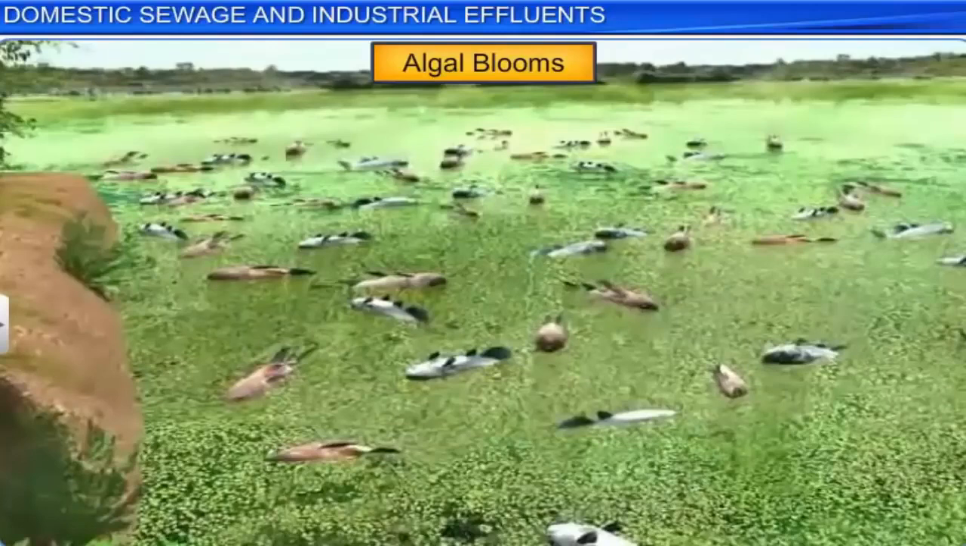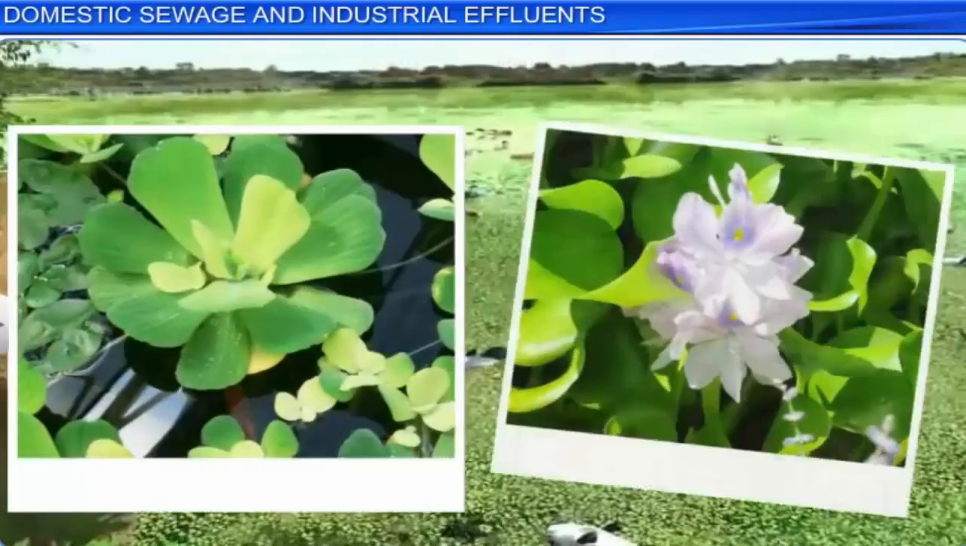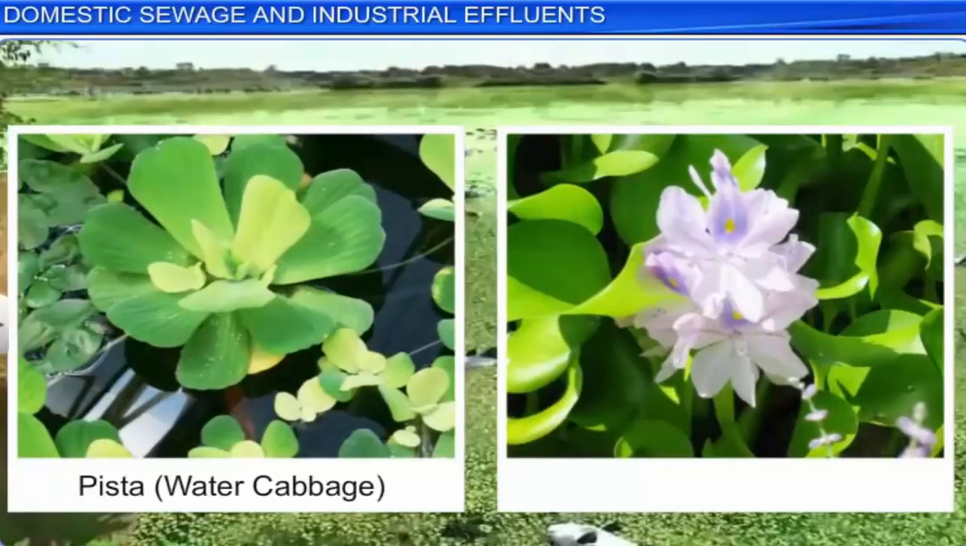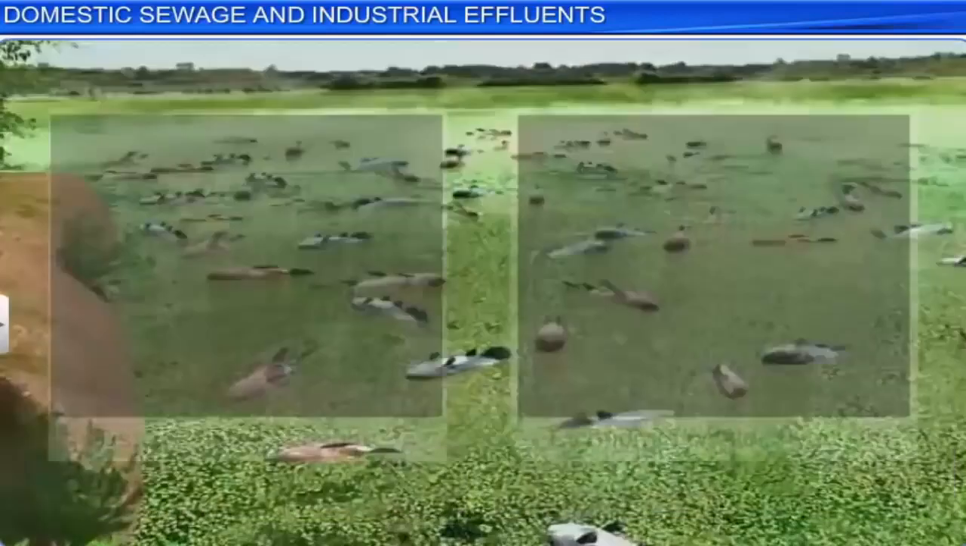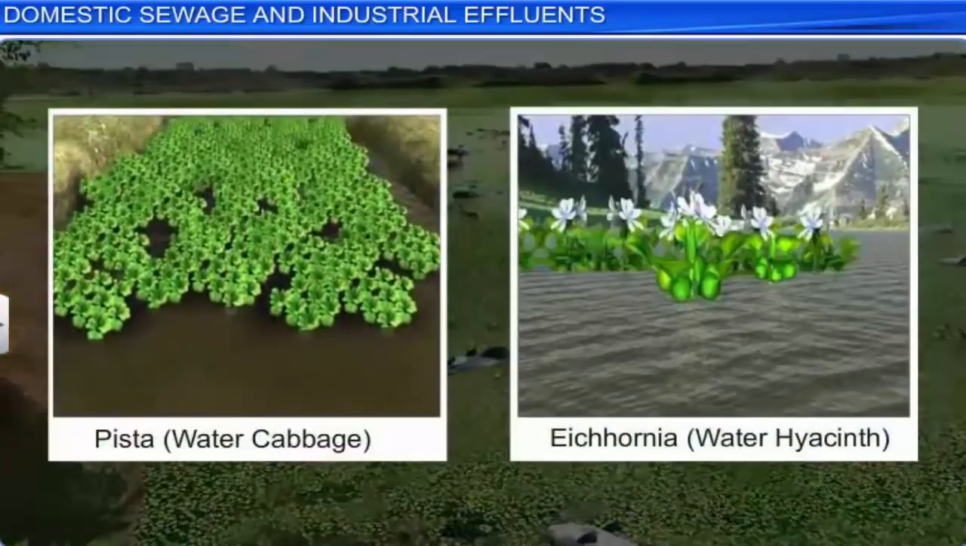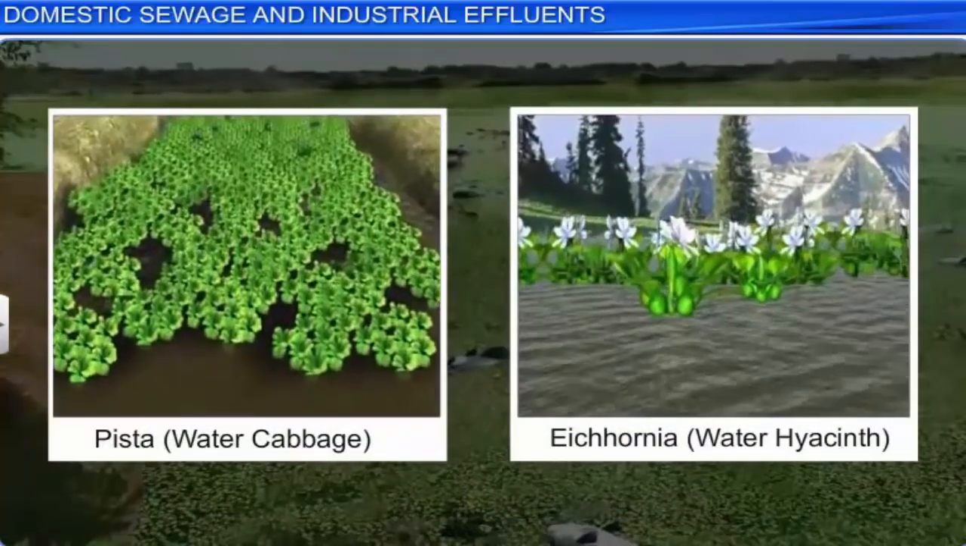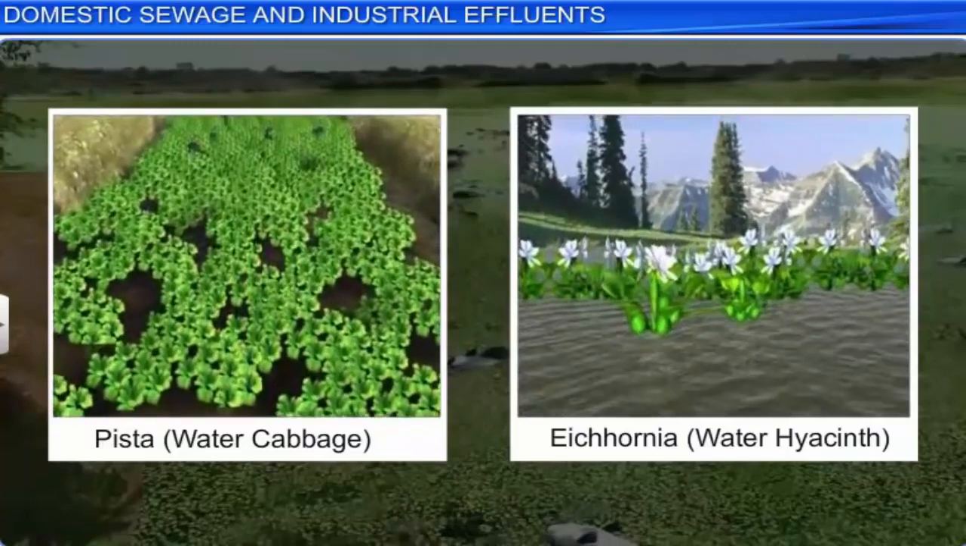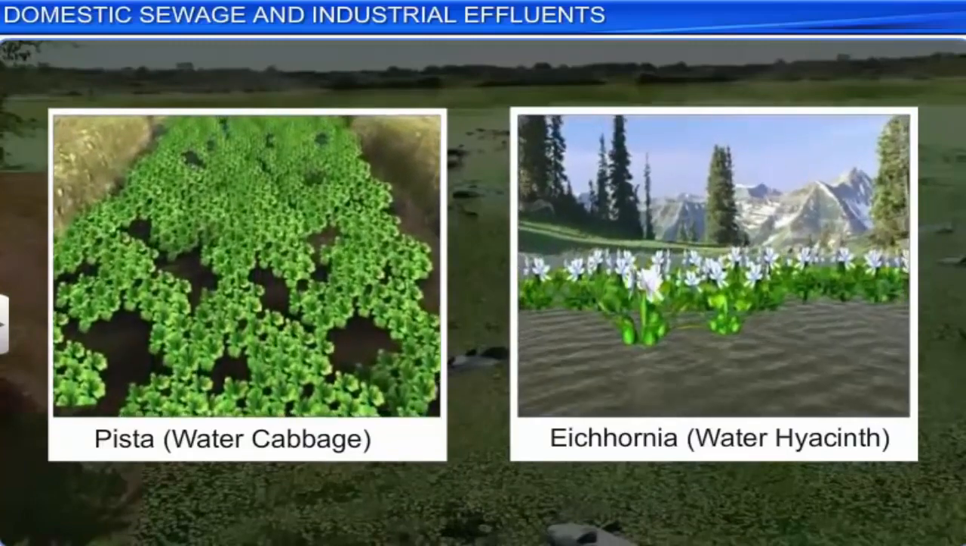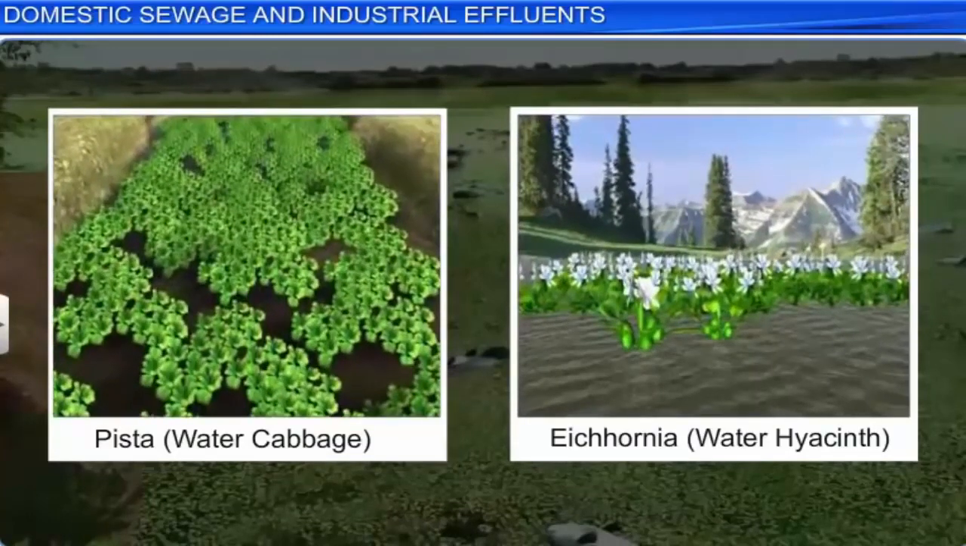Besides these floating algal blooms, you also see plants such as water cabbage and water hyacinth floating on water bodies. Decades ago, these plants were introduced in water for their beautiful shape and flowers. However, they have now become troublesome aquatic weeds that are spreading rapidly and causing an imbalance in the ecosystem dynamics of water bodies.